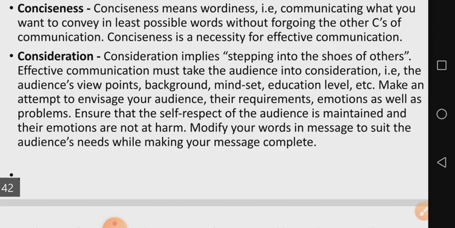So when we communicate, it's not all about what we want to say. Communication means that what we want to convey is conveyed properly to the audience. So when we want to say something, we should also consider the audience, their interest, their self-respect, their emotions, and their state of mind before communicating to other people.